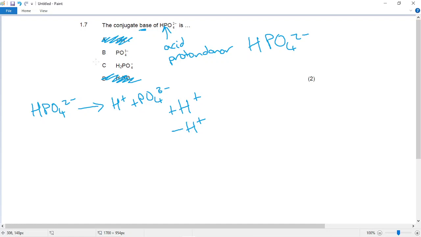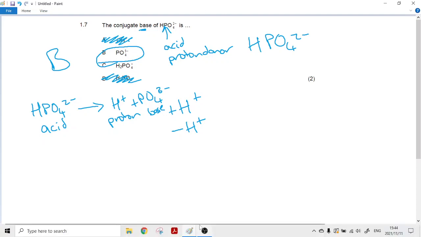So the answer to 1.7 is this one over here, B. This is the conjugate base, because here is my acid which donated the proton, and here is my conjugate base. This HPO4 2 minus is the conjugate acid of that ion.